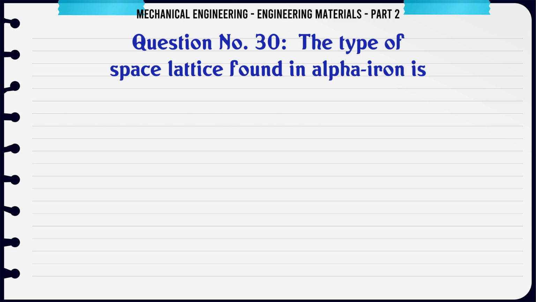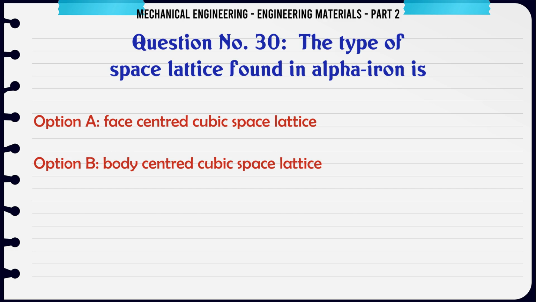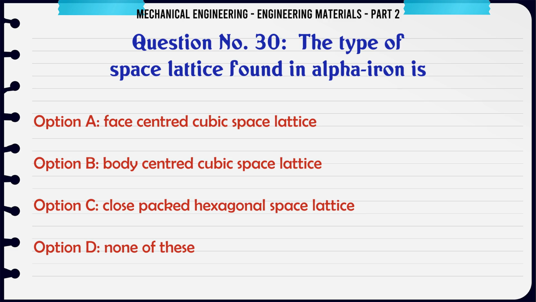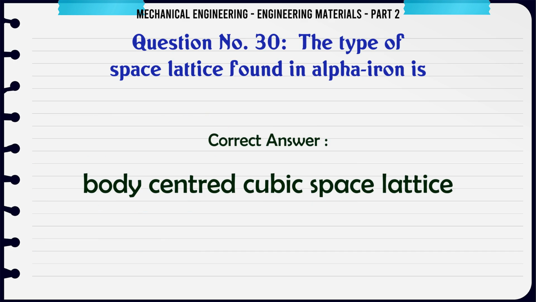The type of space lattice found in alpha iron is A. Face-centered cubic space lattice, B. Body-centered cubic space lattice, C. Close-packed hexagonal space lattice, D. None of these. The correct answer is body-centered cubic space lattice.